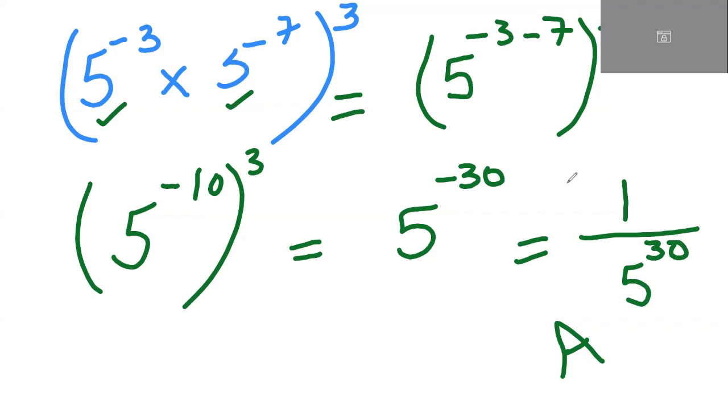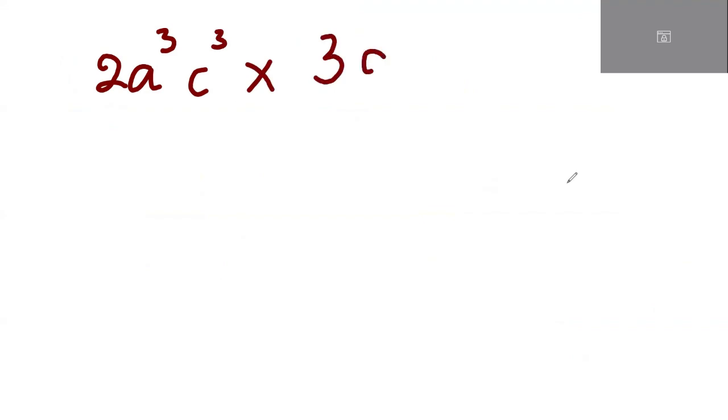Next question is 2a cube c cube multiply by 3a square c multiply by 4 a to the power minus 2 c to the power minus 6. This is the question. Let's try to solve it.